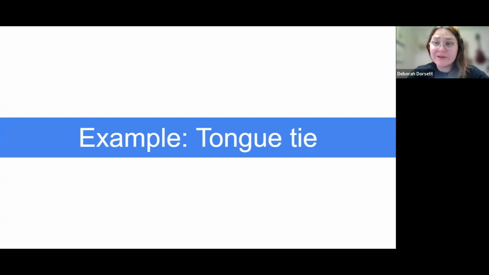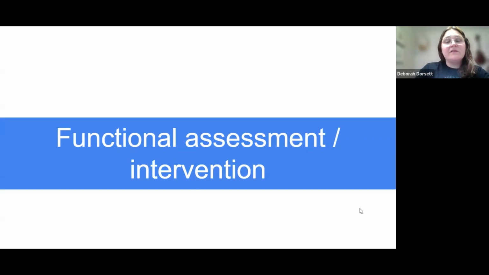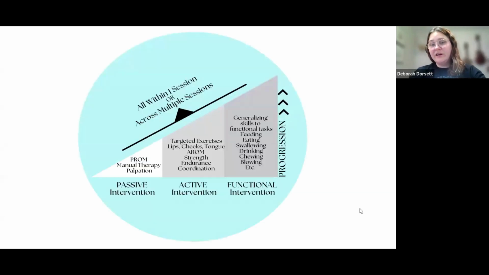If you were working with a child that you suspected a tongue tie, in your assessment and intervention, do you think that you would include exercises to have them actively move their tongue and see how far they can move their tongue in each direction of expected movement? Give me a 1 if yes and a 2 if no. Of course you would. So now let's look at the last part of the triangle, the functional assessment intervention.